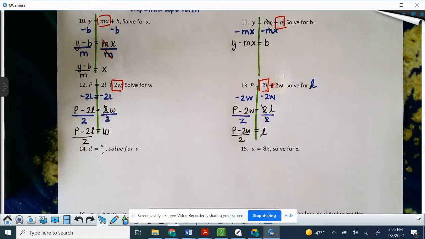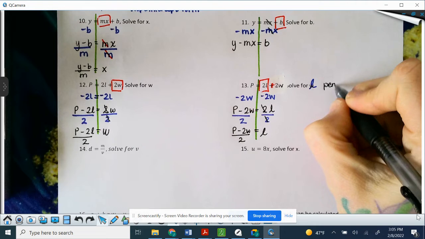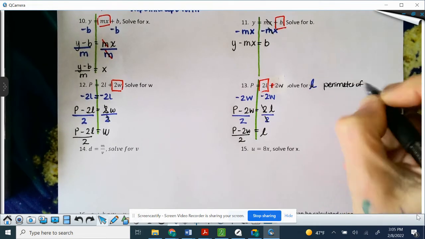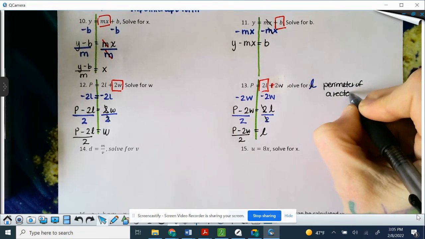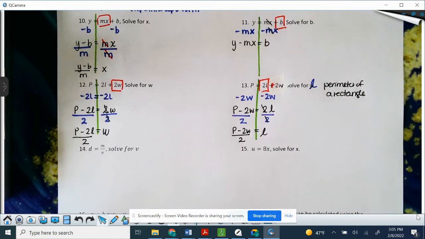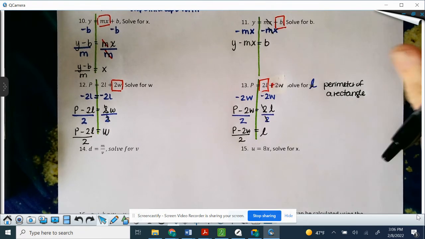And again, that's perimeter of a rectangle, which again, if you don't see it in our class, you will deal with that for sure in future classes. Math 2 probably, and you did in the past already. Definitely in Math 3 when you start doing volume and all that fun stuff again.